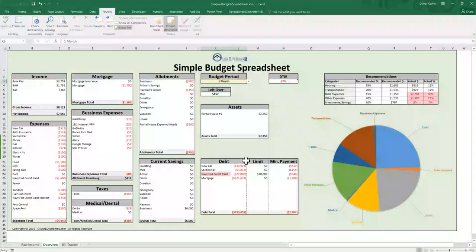Again, I came up with this thing because I couldn't really find anything else out there that would give me everything I wanted in the way that I wanted to see it. So that's why I came up with this.